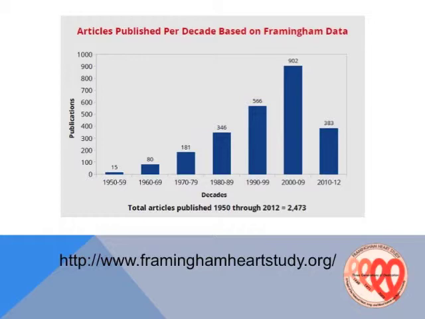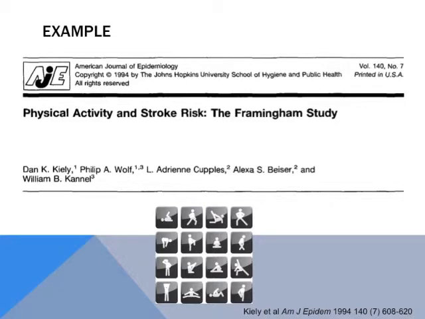I will use one of these published articles to illustrate the concepts of the cohort study design. This paper, entitled Physical Activity and Stroke Risk, was published in the American Journal of Epidemiology 10 years ago. The authors state that they examined the influence of different levels of physical activity on stroke risk in both male and female members of the Framingham study cohort.